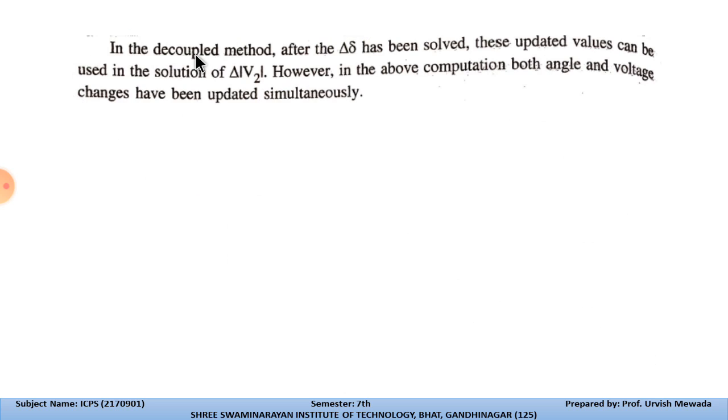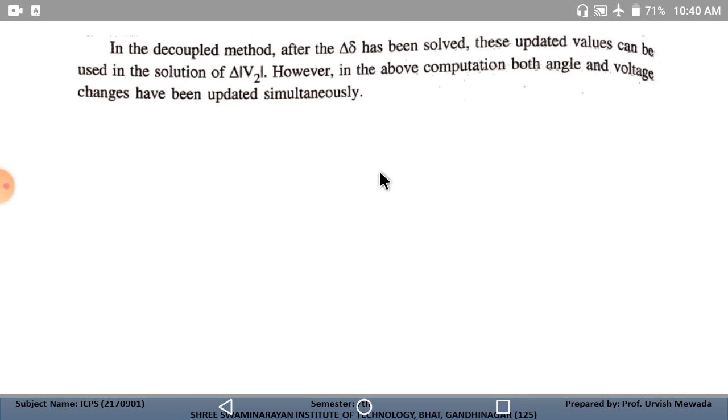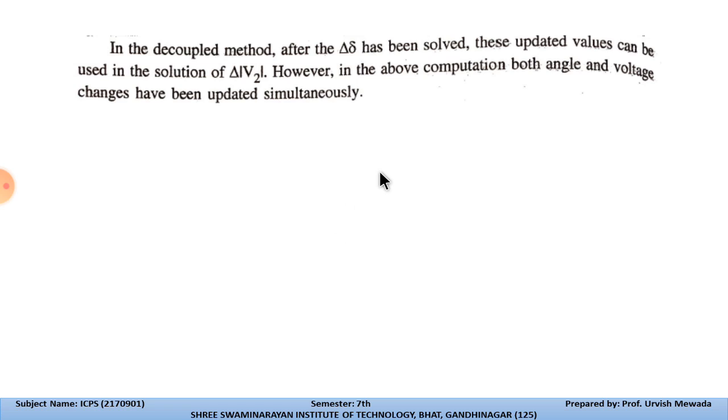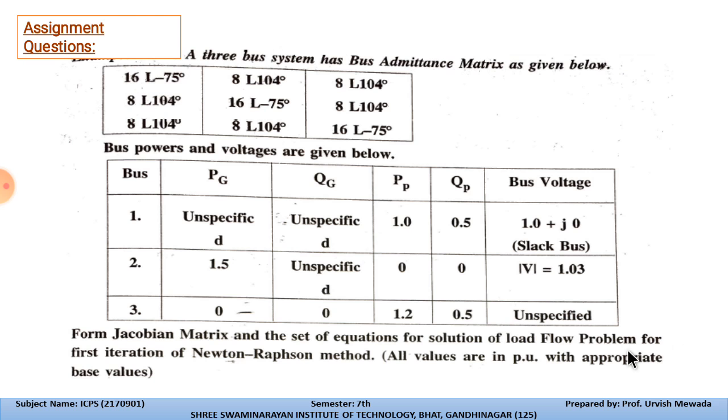So in the decoupled method, this is the summary of this example. In the decoupled method, after the delta has been solved, these updated values can be used in the solution of delta mod V2. So generally we use the previous data that we computed from the example for the next iteration. However, in the above computation, both the angle and voltage changes have been updated simultaneously, and this is how we can solve the examples related to the load flow studies, which have various methods.